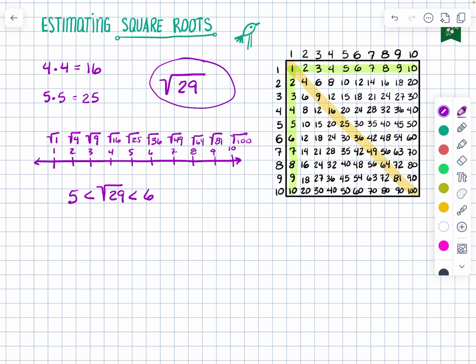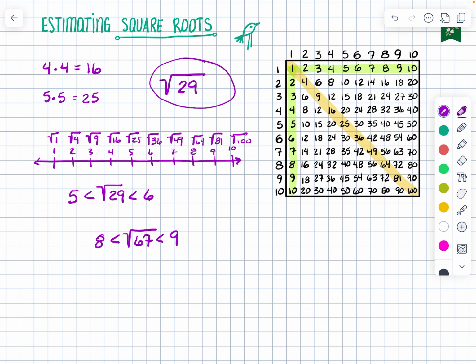Okay, let's do another one. What if we have the square root of 67? Let's look at the number line. We've got the square root of 64, and we've got the square root of 81. So we know the answer is somewhere in here, because it's greater than the square root of 64. So it's going to be between 8 and 9. It's less than 9, but it's greater than 8.